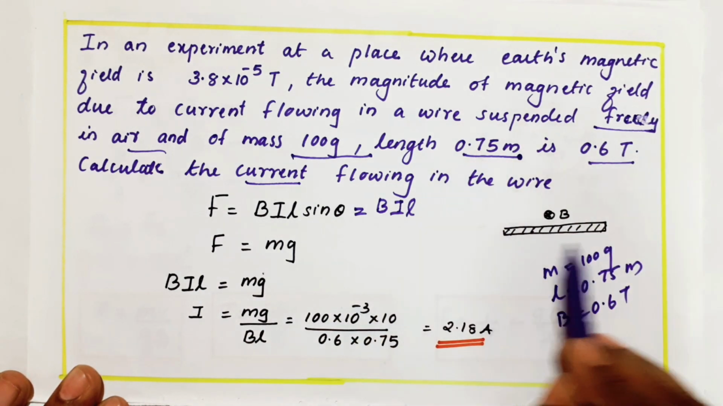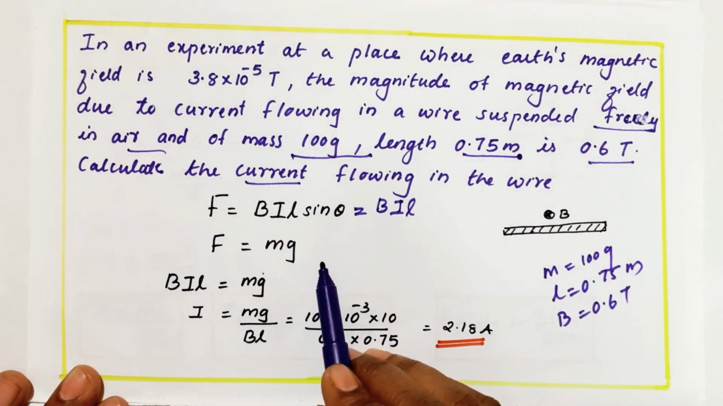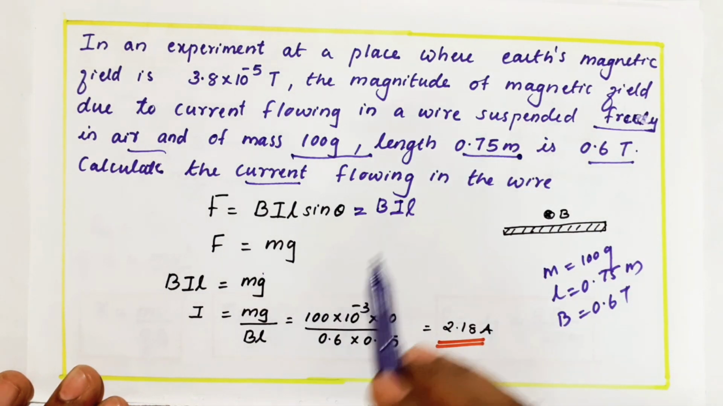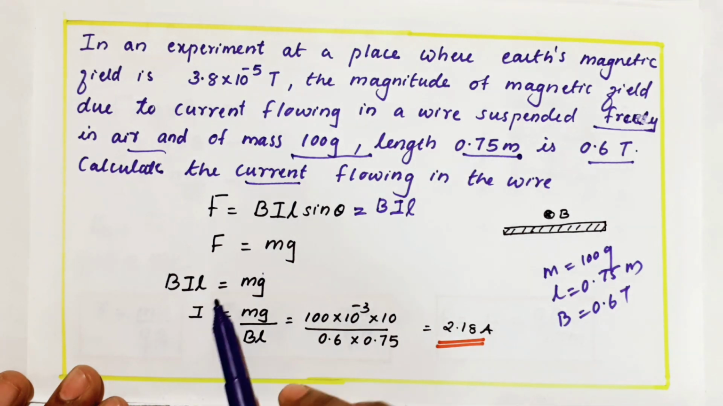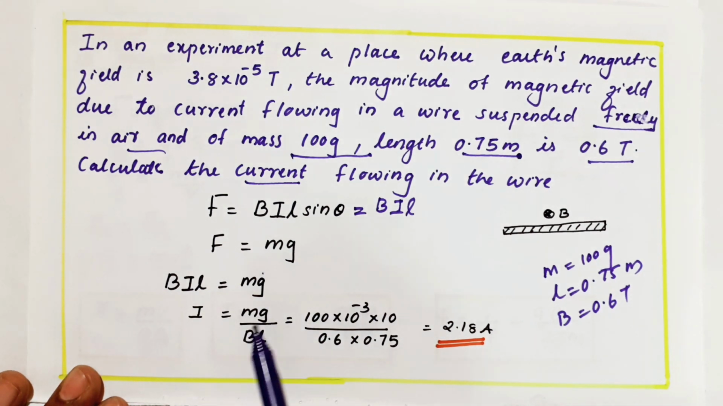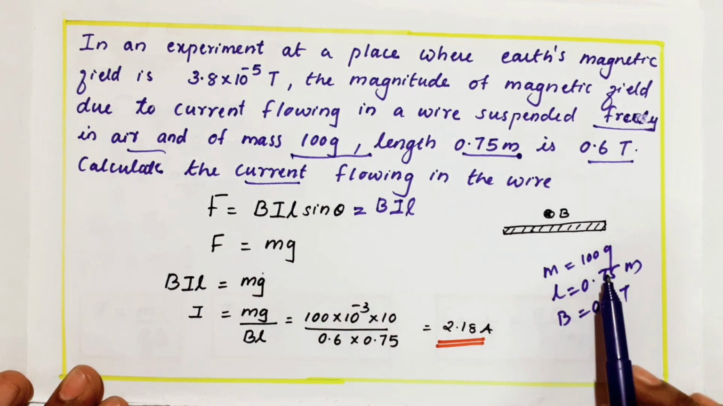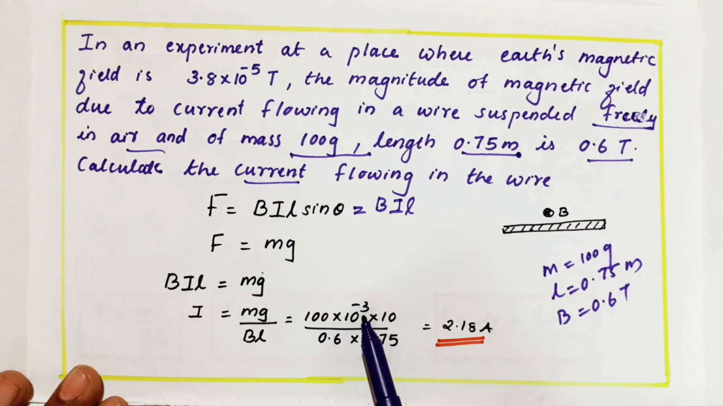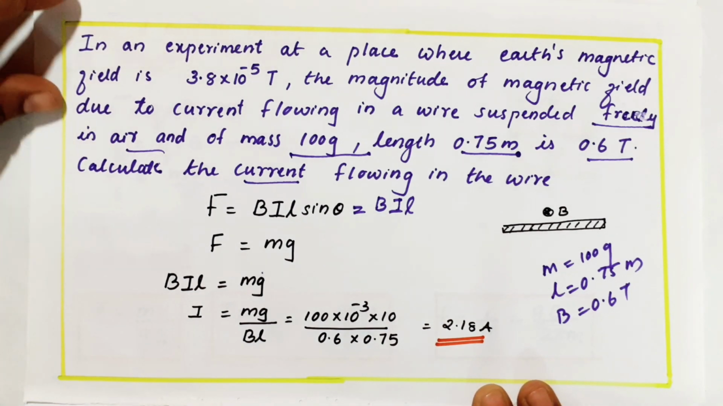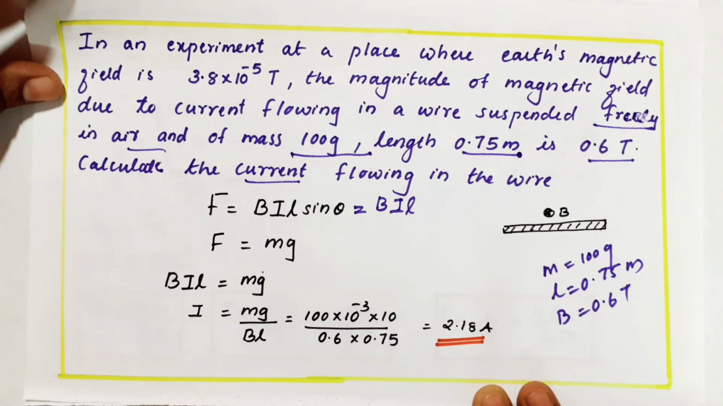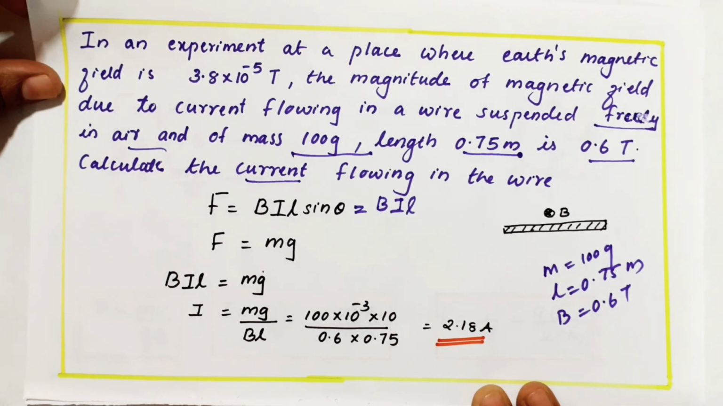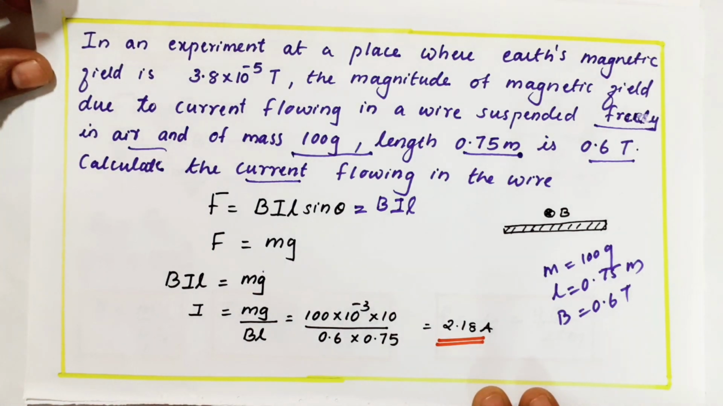Then if it is suspended in air, we know that F is also equal to mg. Then these two forces are balancing. B I L equals mg. Therefore I equals mg by B L. M is 100 gram, 100 into 10 power minus 3 converting to kg. G is 10, divided by 0.6 into 0.75, that is 2.18 ampere. 2.18 ampere. Clear? So in this way we can do the questions, or the numericals of this chapter.